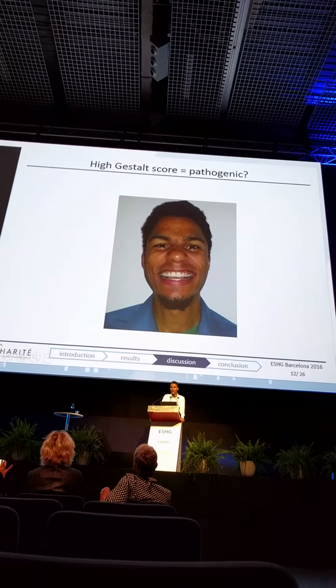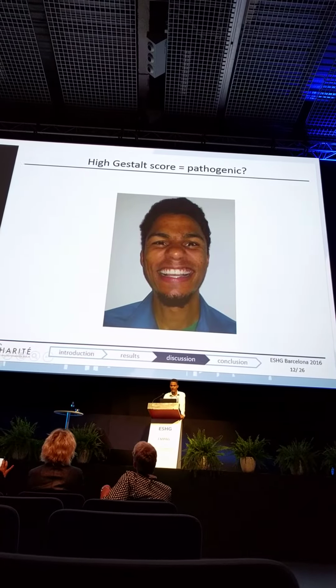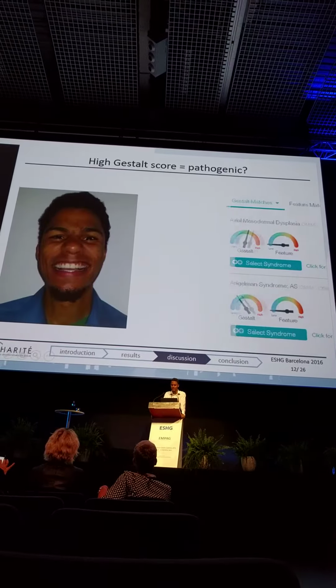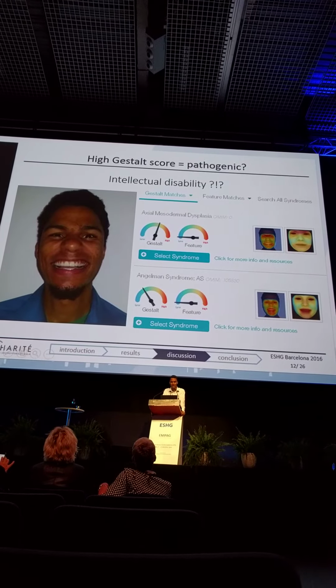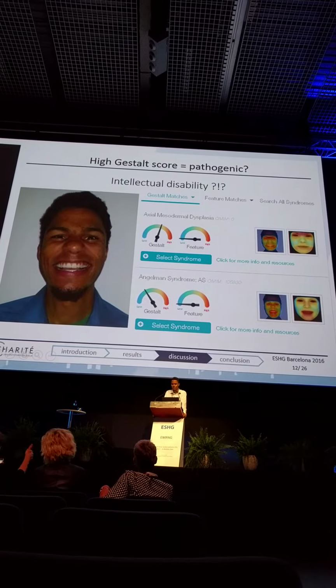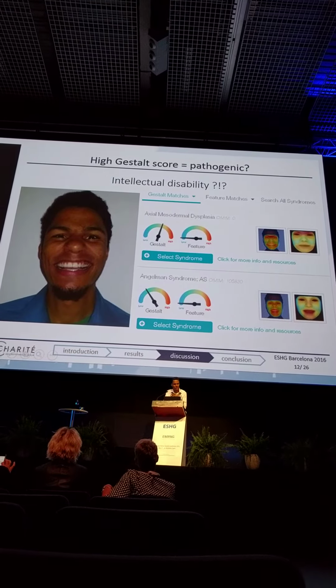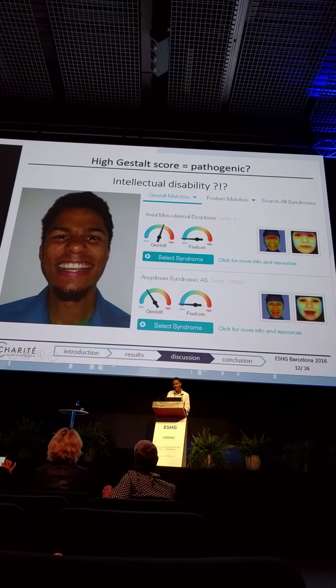There's one issue to the algorithm. It will always provide you with a diagnosis. So we also uploaded healthy individuals, and in my case, for example, it suggested 2 syndromes associated with intellectual disability. Note that the second of these syndromes is Angelman syndrome, which is associated to a rather happy mood. Although I'm told that I'm a happy person, I'm pretty sure I do not have this syndrome.